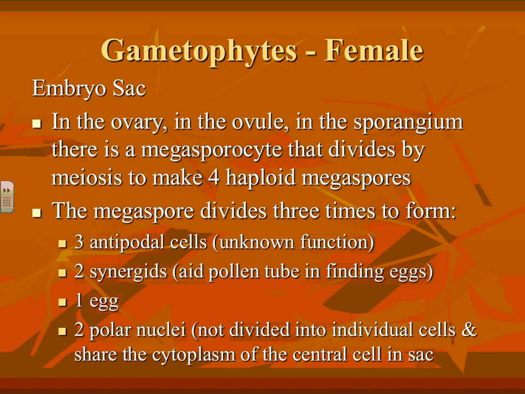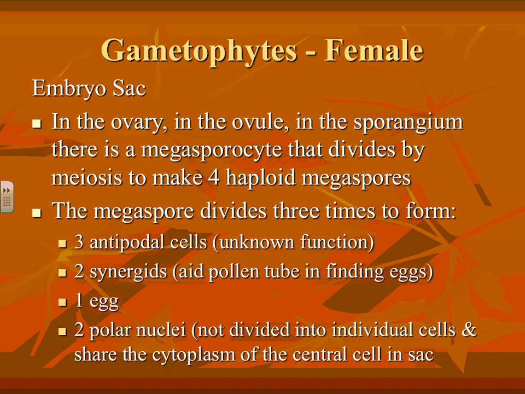The megaspore divides 3 times, and it forms a bunch of things. It forms 3 antipodal cells. We don't really know what they do. They also form 3 synergids, and these aid the pollen tube in finding the eggs. It also makes 1 egg, and then it makes 2 polar nuclei. They are not divided into individual cells. They share the cytoplasm of the central cell in the embryo sac.